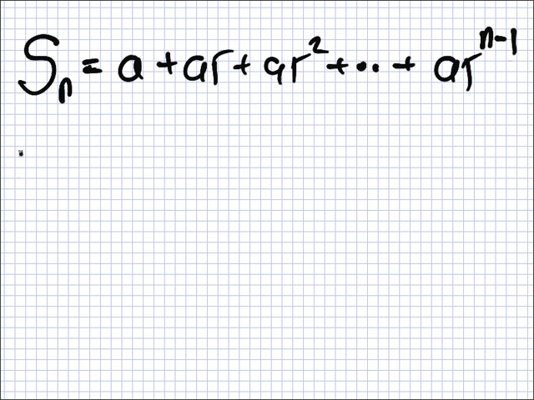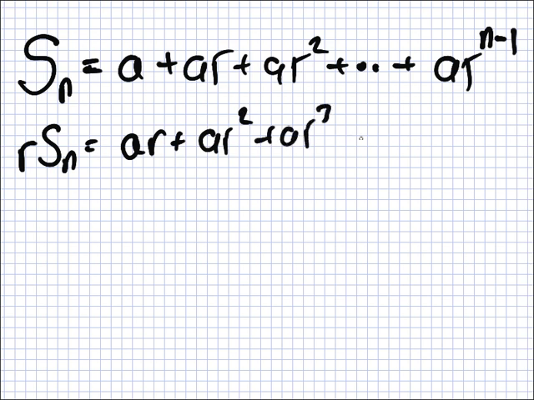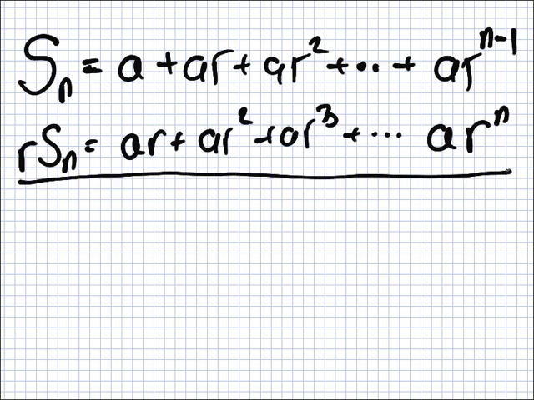So r Sn, what will that equal? ar squared, ar cubed, and it finishes at ar power n. Okay, Ming, you'll tell us now. What do we do next? rSn minus Sn, or maybe Sn minus rSn. Both are okay, but I'll do this one. So I'll minus them now.